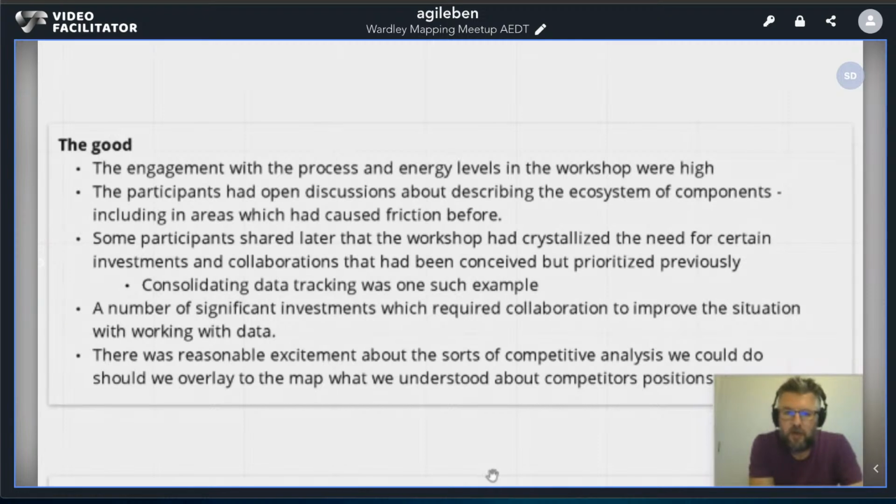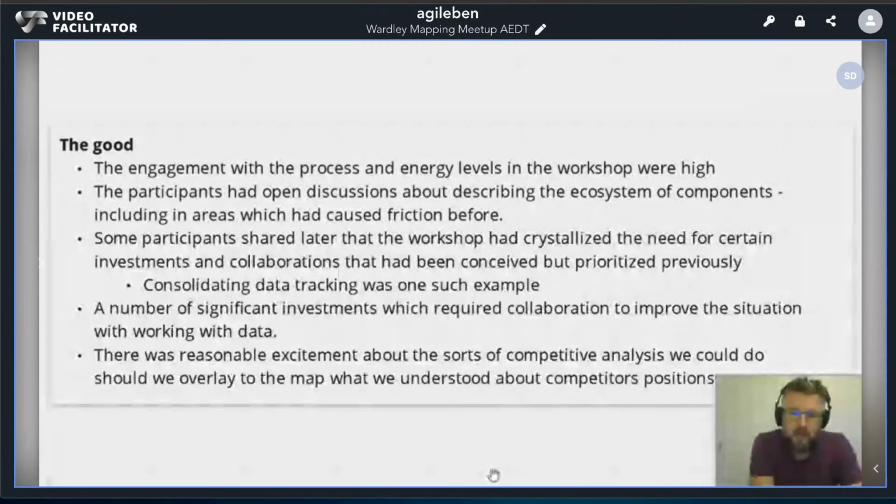Where we'd been struggling to have these open discussions and talking about trade-offs and cooperation, within this workshop and following this workshop, these opened up. So that was, again, finally people had a more common language to use, even though it was a visual language, for some of the group.